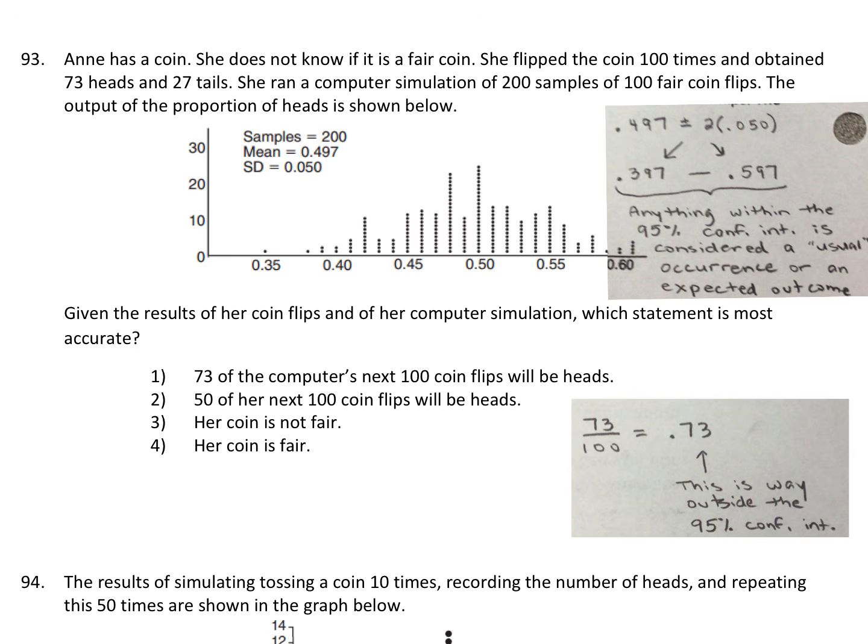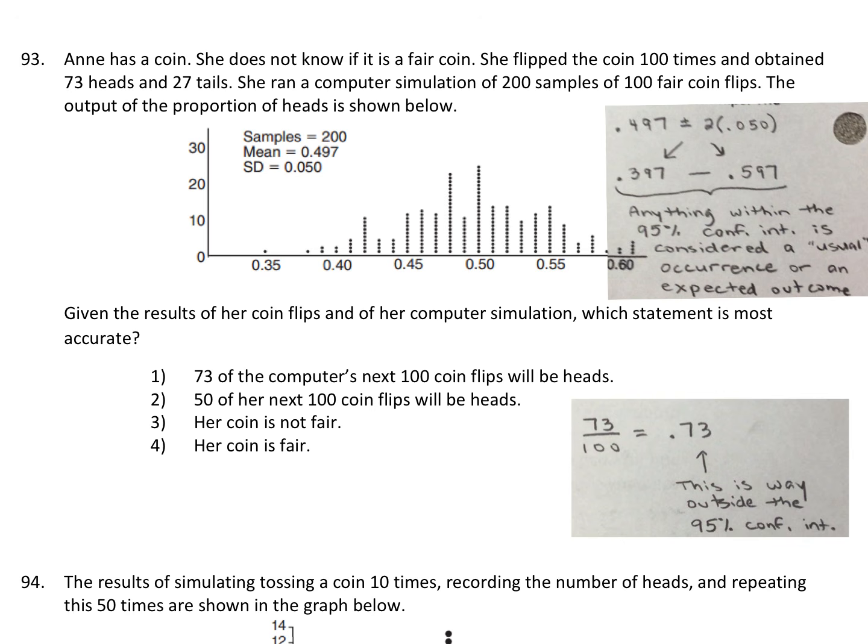So if we look back, remember, she had 73 heads and 27 tails. So 73 out of 100 is 0.73. This is not within the 95% confidence interval. It's not even close. It's way outside the 95% confidence interval. So this is definitely not an expected outcome.